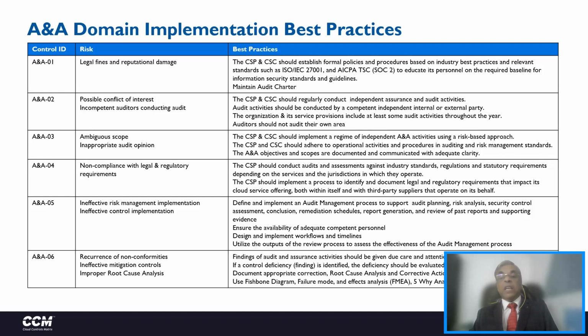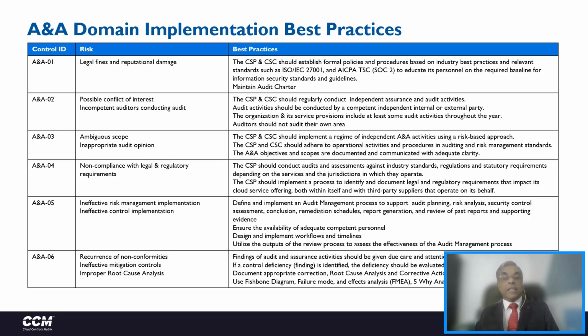So for that, before we start our audit, we need to ensure that the scope is being identified correctly. And while identifying the scope, we have to follow the risk-based approach. The CSP and CSC should adhere to operational activities and procedures in auditing and risk management standards. The A&A objectives and scopes are documented and communicated with adequate clarity, and also communicated to relevant stakeholders.